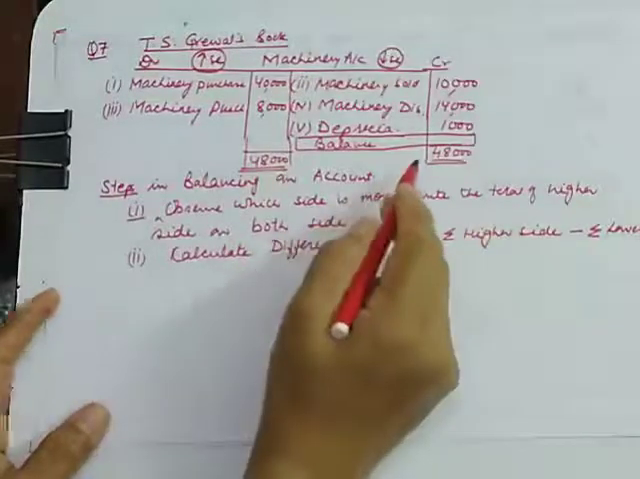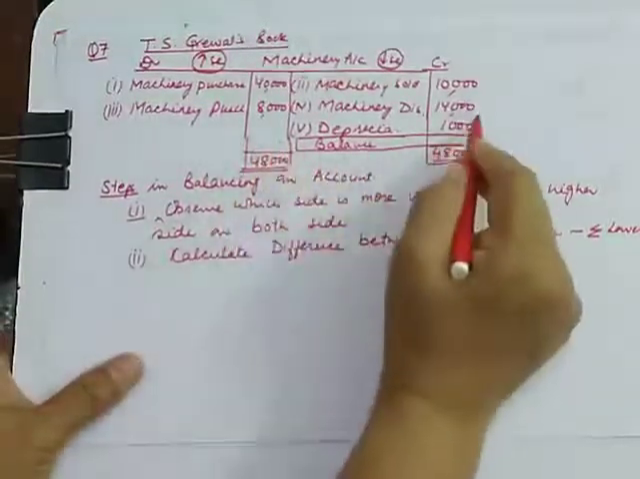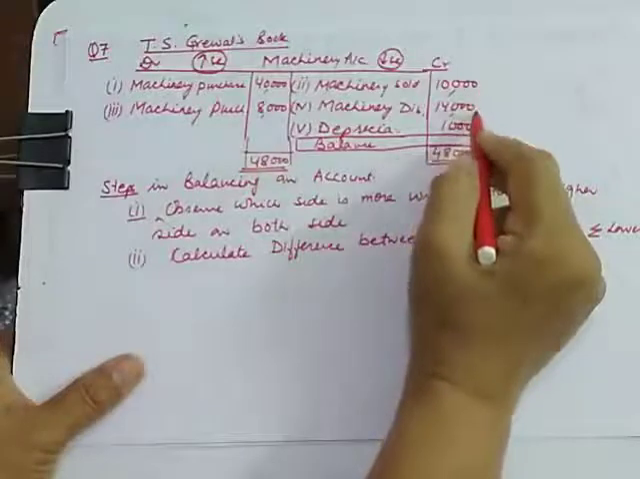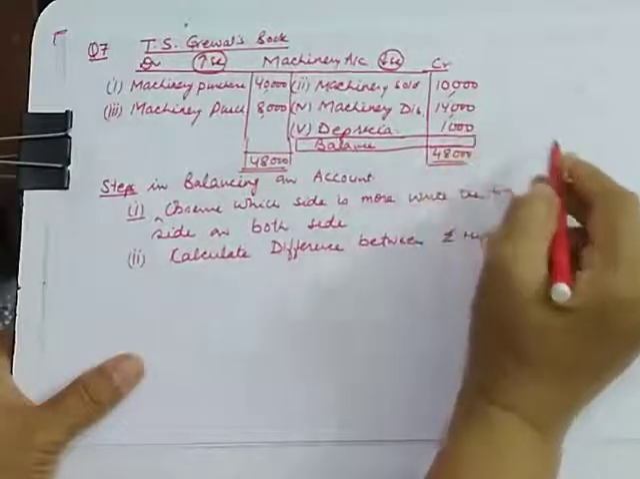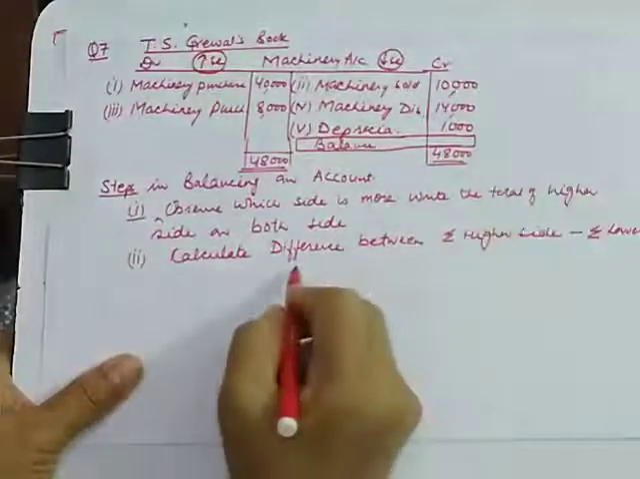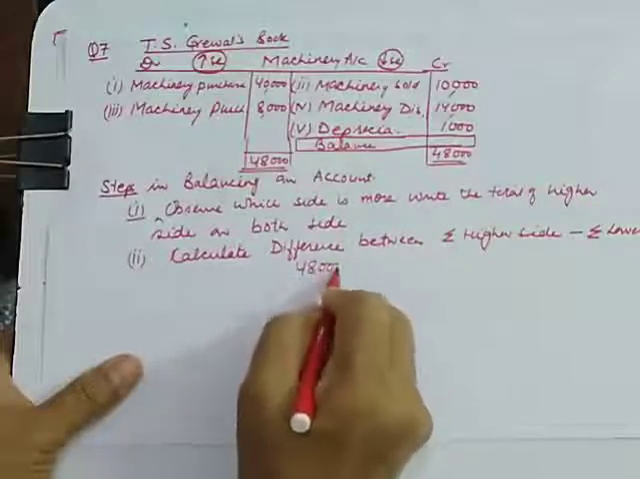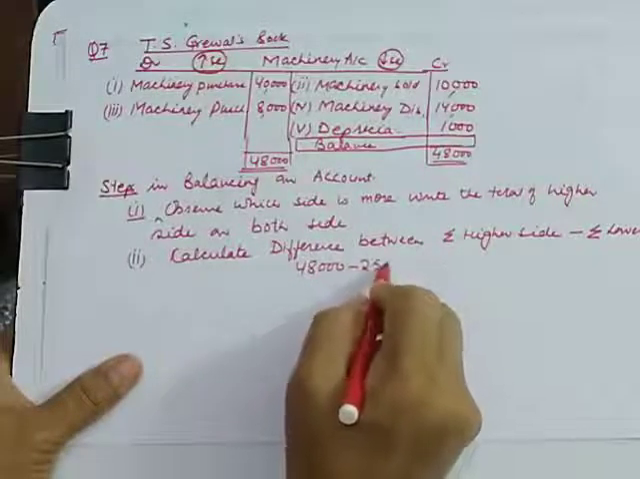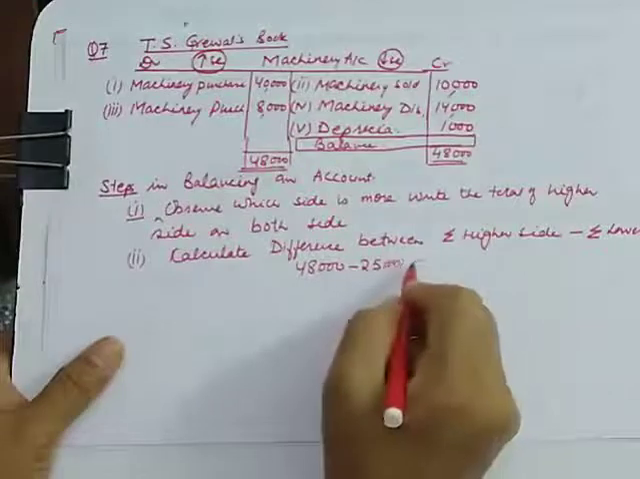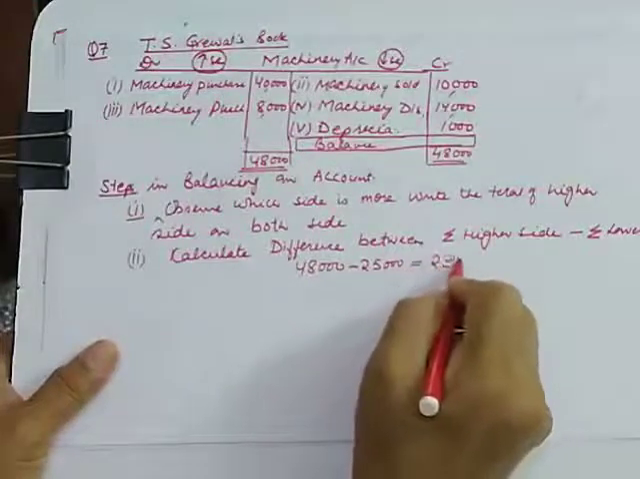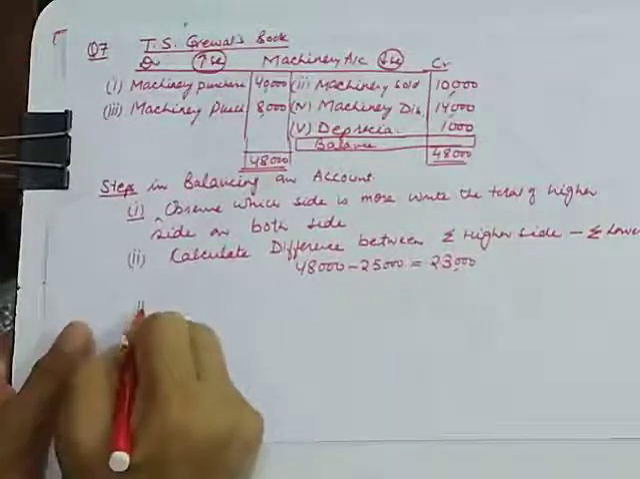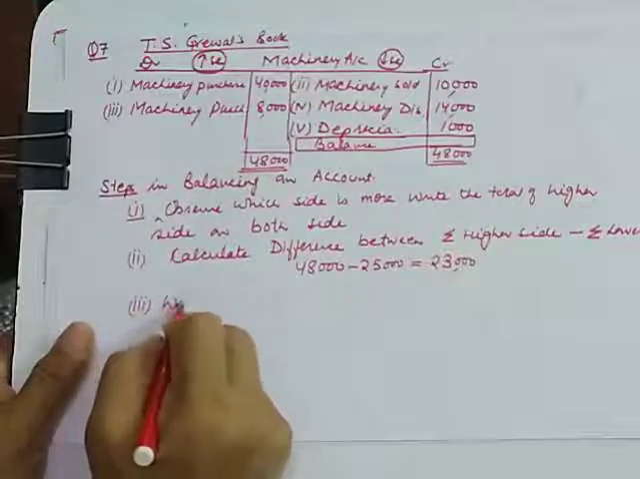So as per our example, this is 48,000, and here also you can add it up. This is 10, this total is 25,000. So in our example, 48,000 minus 25,000, and the balancing figure is 23,000.